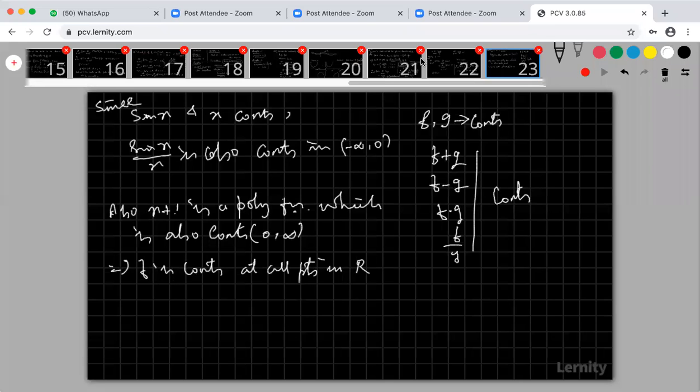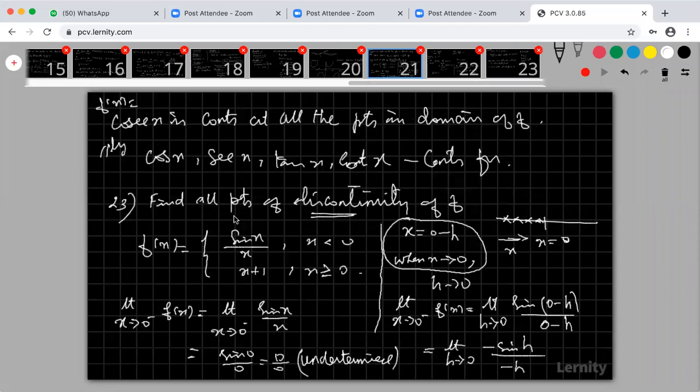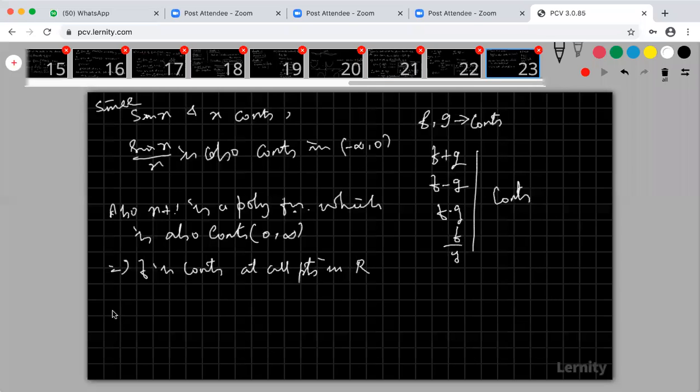But what is the question? Find all points of discontinuity. How to find out the points of discontinuity? What is the meaning of points of discontinuity? When a function is not continuous at a particular point, the function is said to be discontinuous. But here the function is continuous at all the points. So there is no point of discontinuity. The function is continuous at every point.